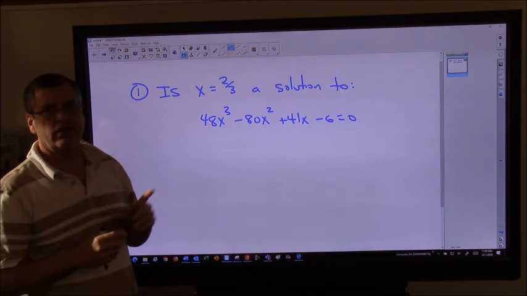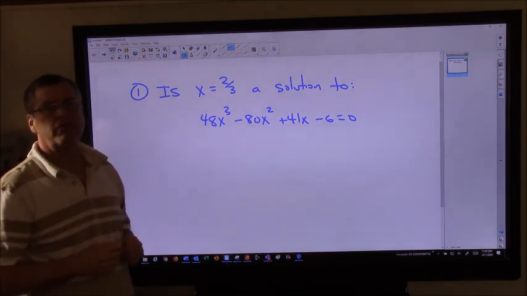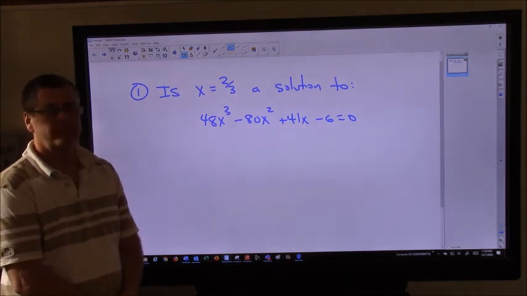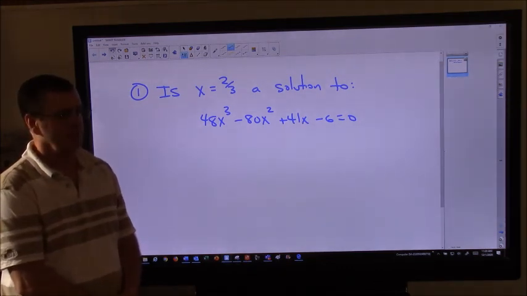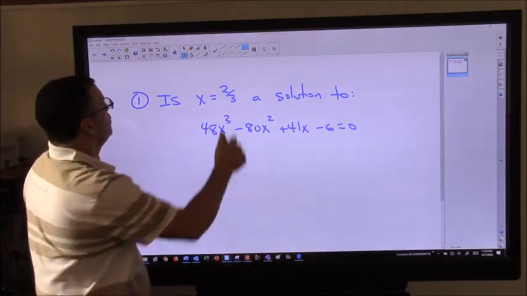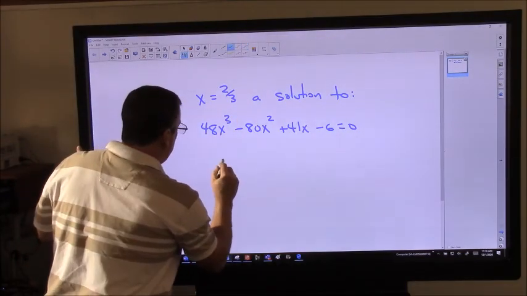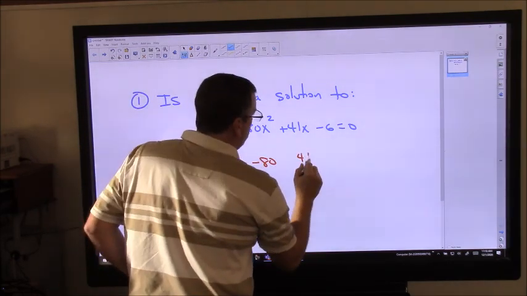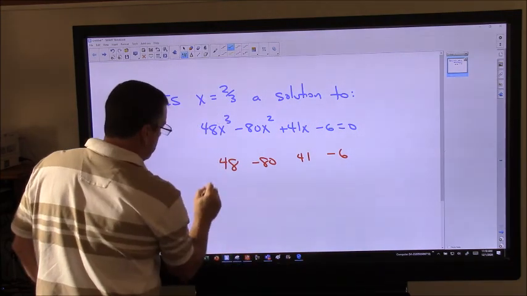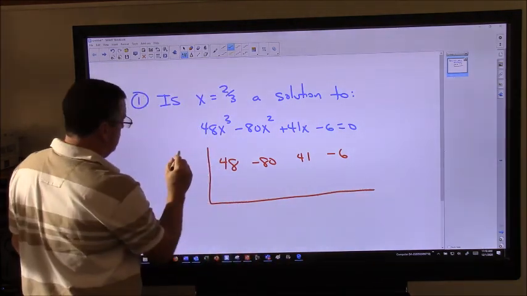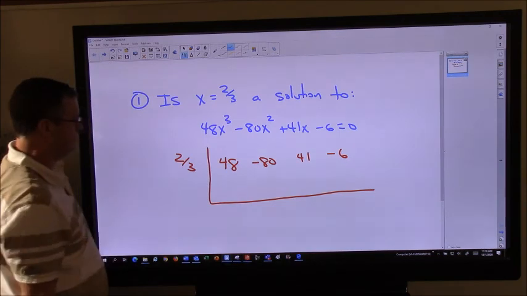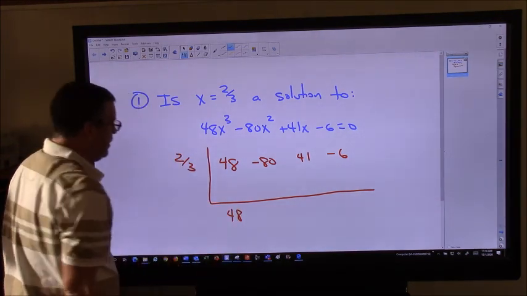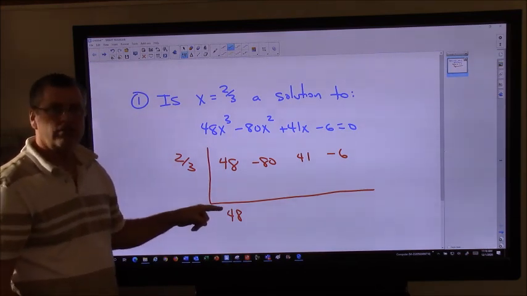So you guys go ahead and try that. Go ahead and do synthetic division, see if you get 0 for a remainder, and if you do, then you know the answer. So let me set up my numbers here. I've got 48, -80, 41, -6, and I'm going to do synthetic division with 2/3. So go ahead and bring the first number straight down, and I need to multiply by 2/3.